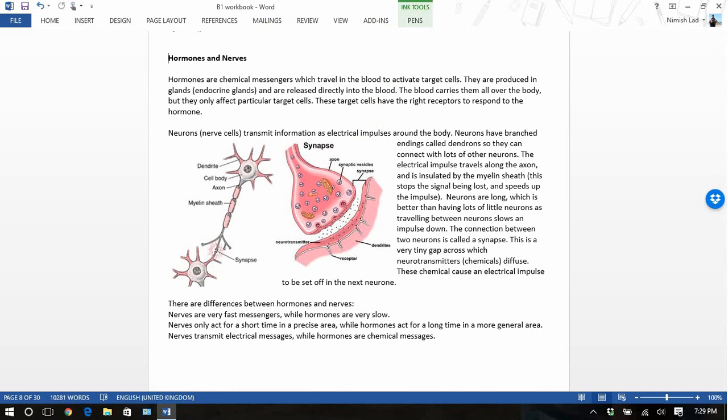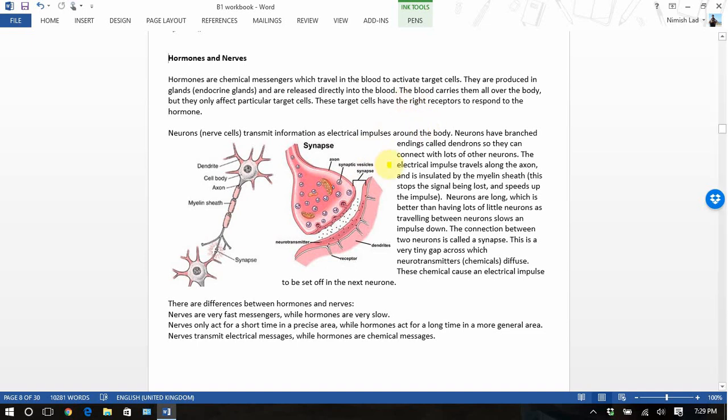Anything to do with nerves or neurons is electrical. The blood carries these hormones all over the body, and they only affect particular target cells, the ones with the right receptors to respond to that hormone. It's quite a slow process when you think about it. Neurons, or nerve cells, transmit information as electrical impulses around the body. That's really quick. They send these signals very, very quickly around the body.